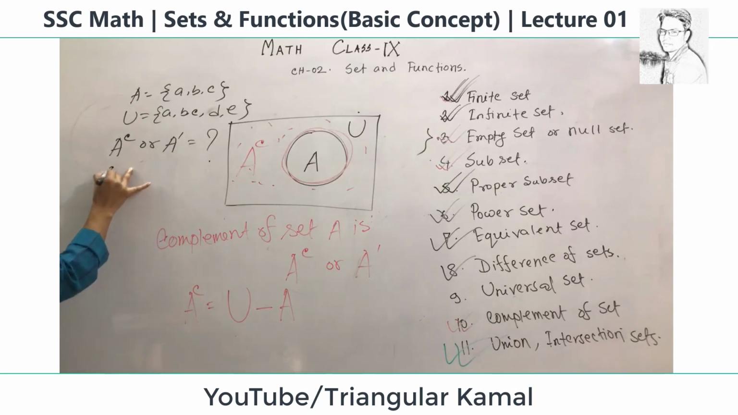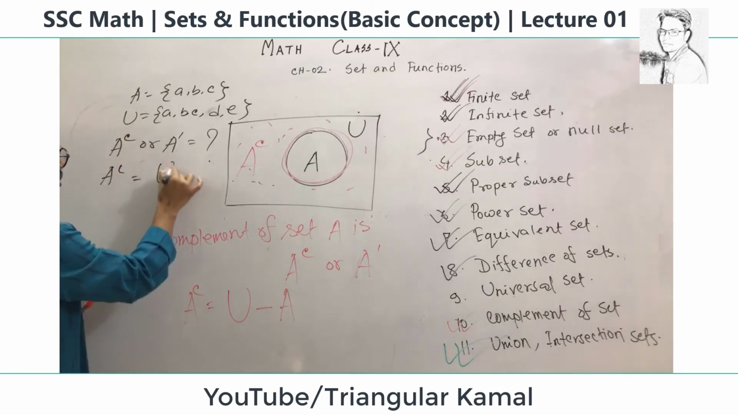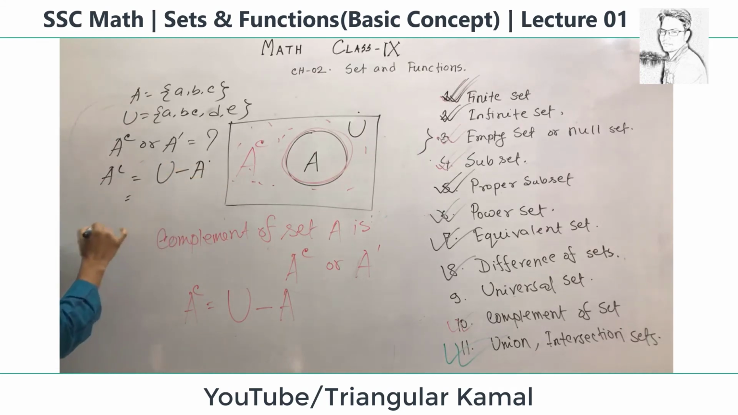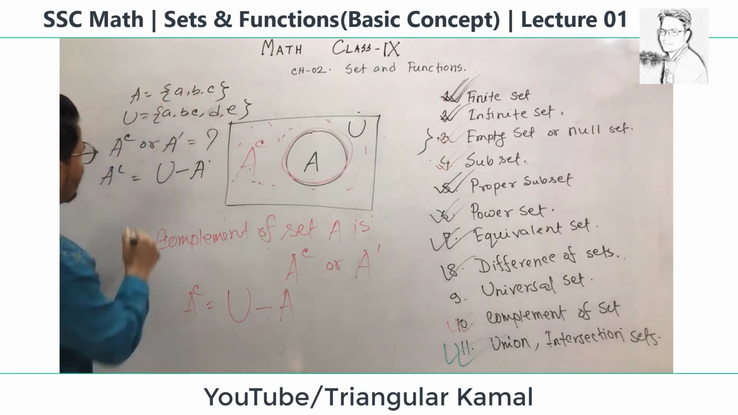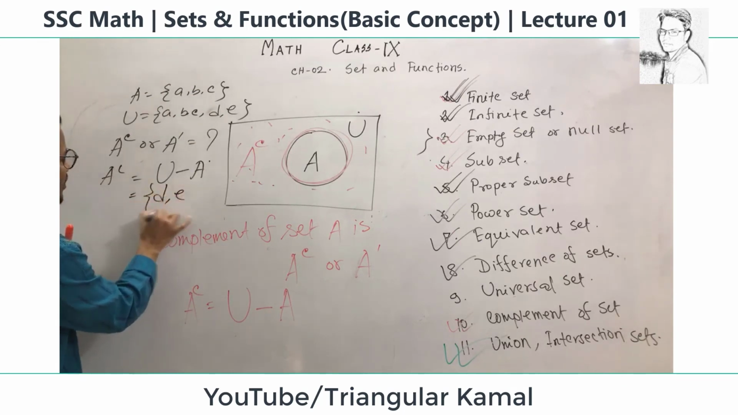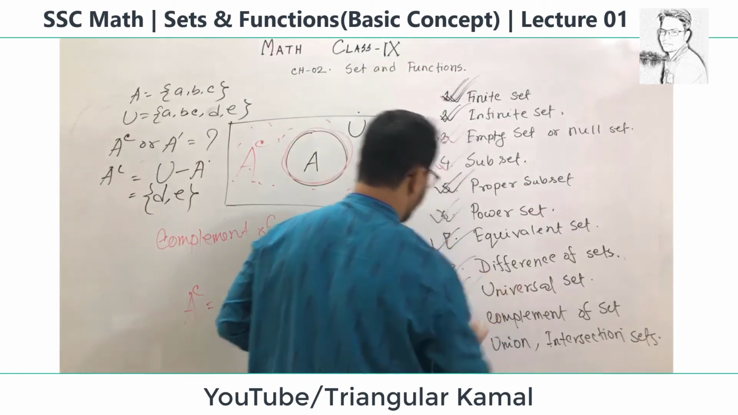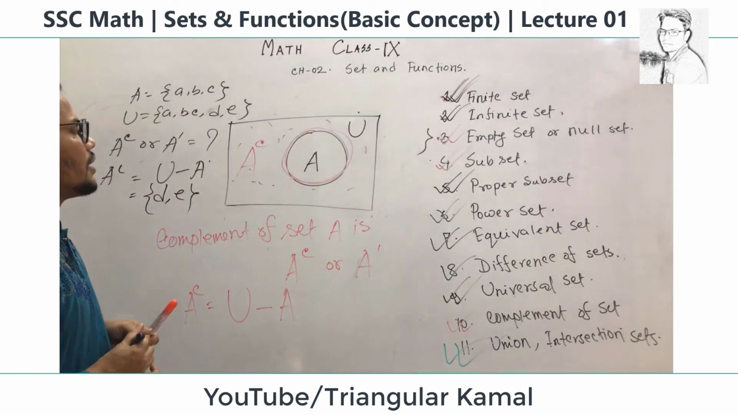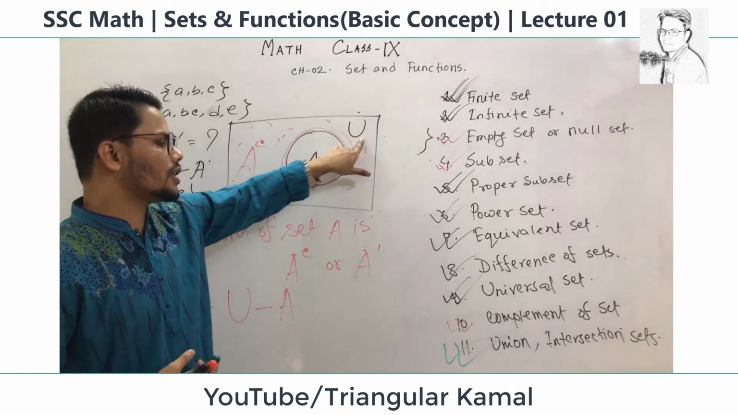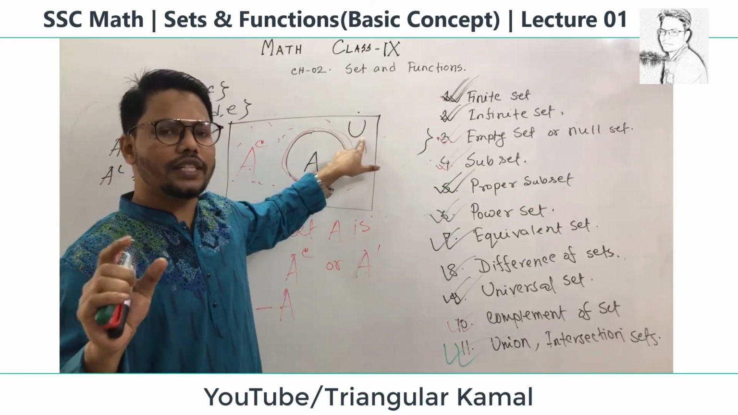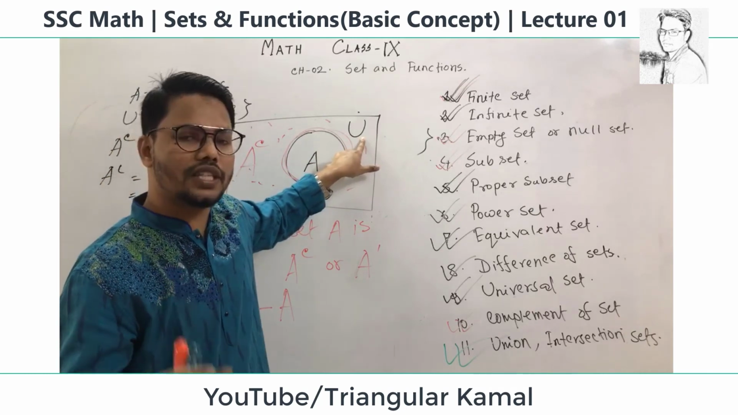So we can write A C equals the universal set, the difference with A. Now the difference of the universal set and the set A, where A, B, C are similar, is only D and E. I think now the concept of the universal set is clear: each and every set is a subset of a fixed set. This set is called the universal set.